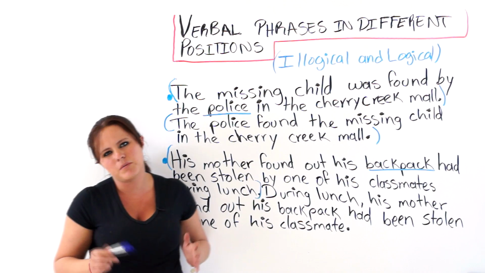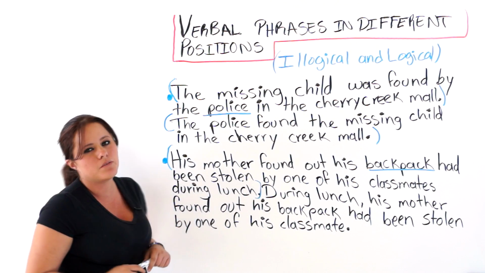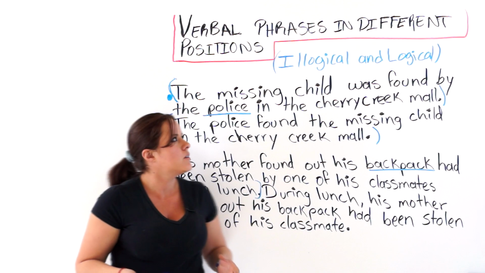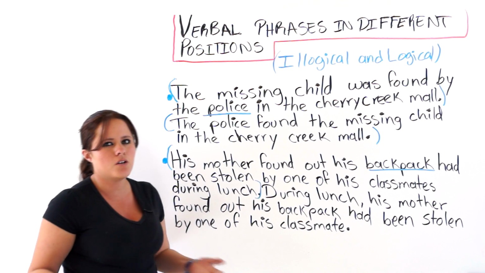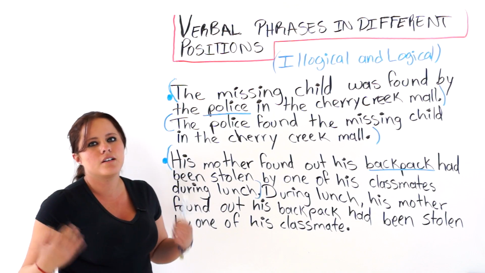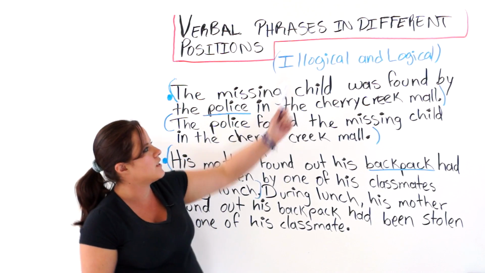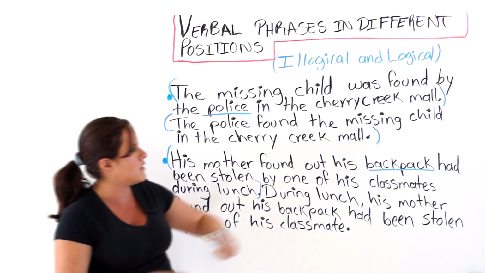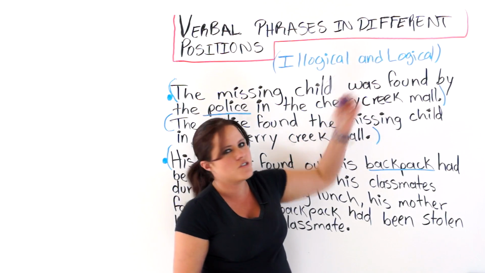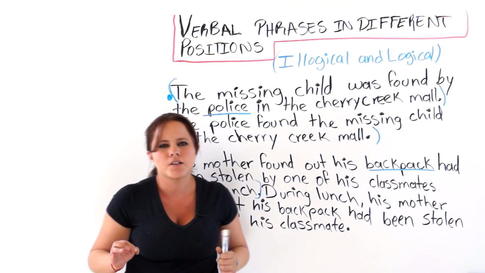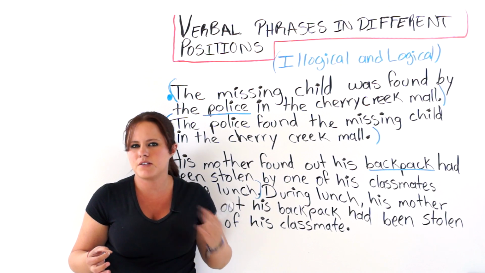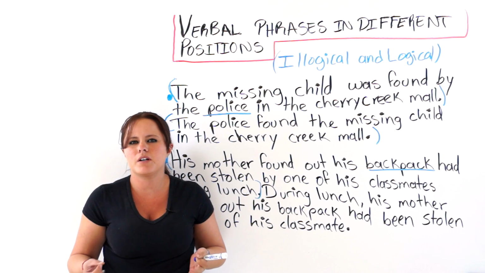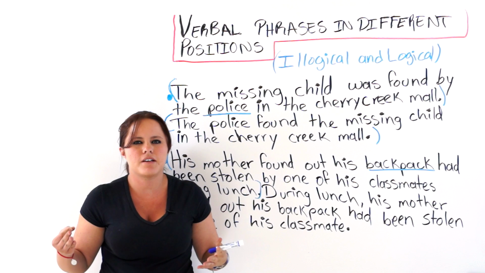In today's lesson I will be talking to you about verbal phrases in different positions. When you have verbal phrases in an awkward position, we make illogical sentences. And when we place them in their corresponding position, we will have logical sentences. Remember that sentences must have a subject, must have a predicate, and they must make sense.